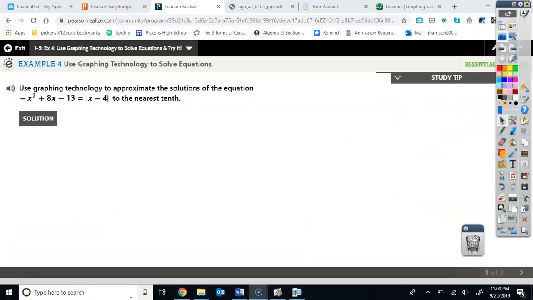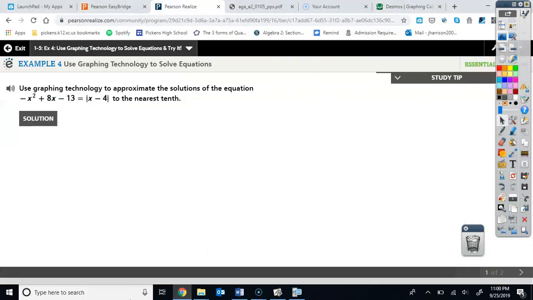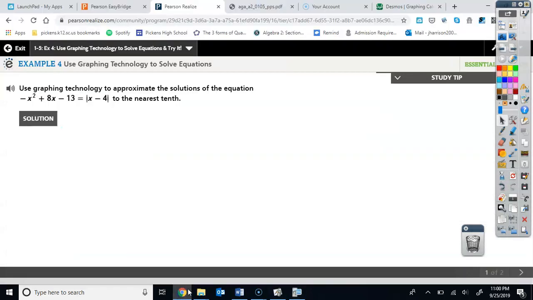All right, so in your textbook, it goes into a little section on using graphing technology, like Desmos or the TI calculator, to find out where two things intersect each other. Since we've already done that several times, what you may want to do is take this section of your book and practice this one on your own, and then click on the solution to see if you got it right or not.